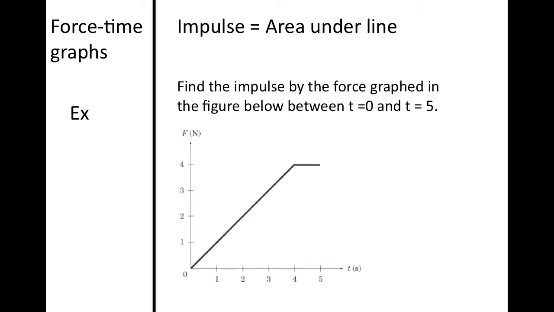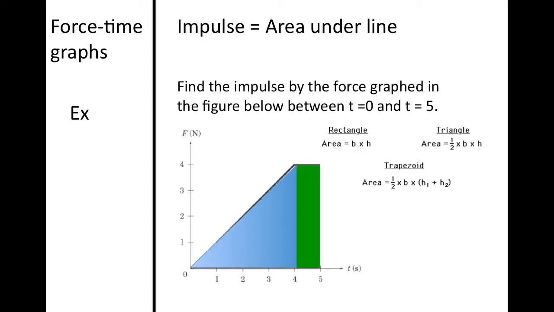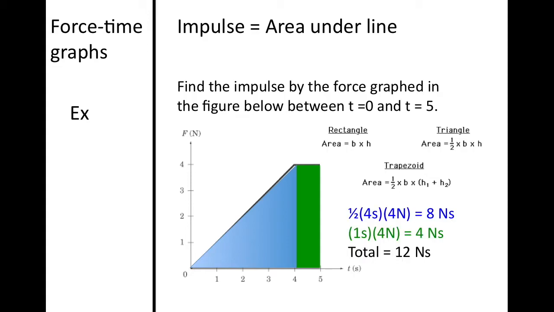With force-time graphs, the area under the line is the impulse. So looking at this example here, we know how to find the area of a triangle and of a rectangle. If you were asked to find the impulse of the force graphed from 0 to 5 seconds, all you would need to do is find the area under the line. Go ahead and pause this and see if you can find the area. My answers for the triangle and the rectangle, when I'm finding the area, give a total of 12 newton seconds. And that is my impulse for this graph.